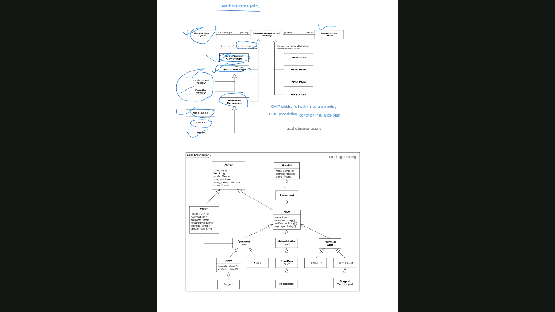Okay. Plan. This PCIP is created under the Affordable Care Act. Similarly, you have another generalization set for the health insurance policy. It could be grouped by insurance plan here.